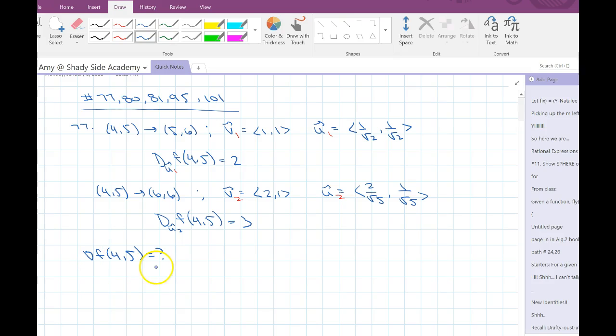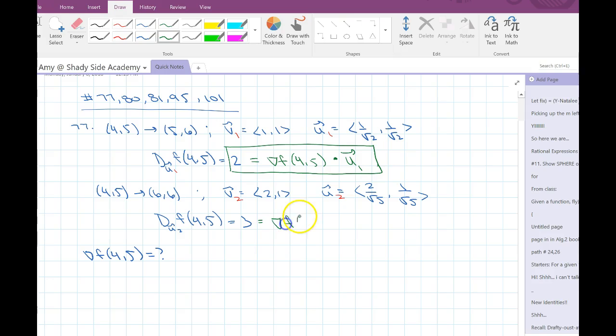I'm going to go back. I have to find this value, and I'm going to make a couple of notes to myself. I know that the directional derivative being 2 is gotten by del f at 4 comma 5 dotted with the vector u1, because that's what we derived. We derived that really nice generalization about the gradient's relationship with the directional derivative. Likewise, the value of 3 is the result of del f at 4 comma 5 dotted with vector u2. So to find del f at 4 comma 5, I can set up a system of equations and solve for del f.